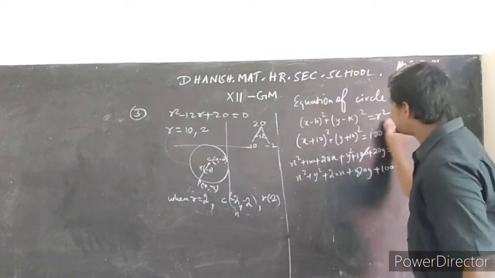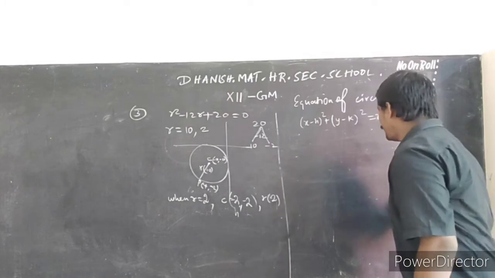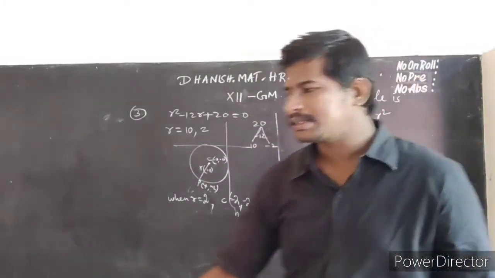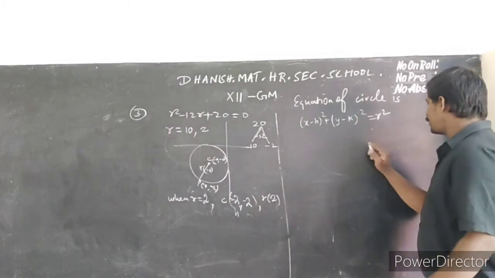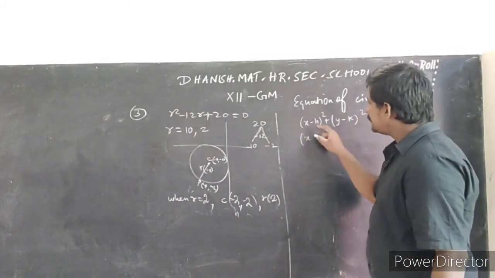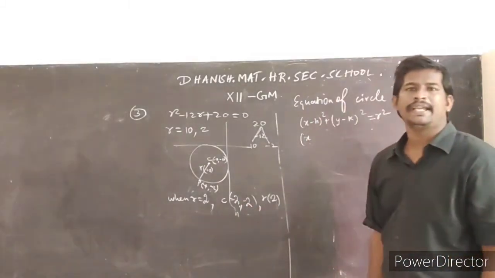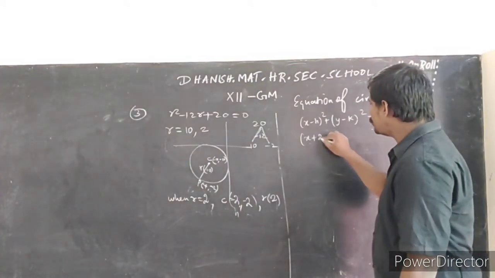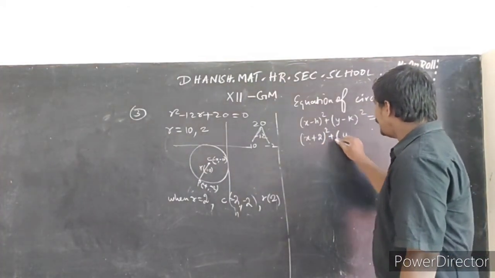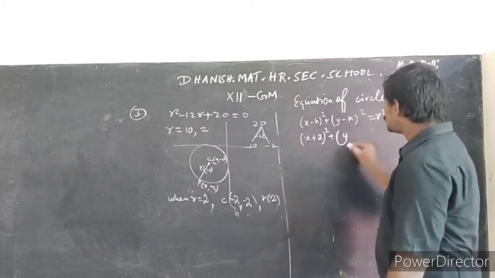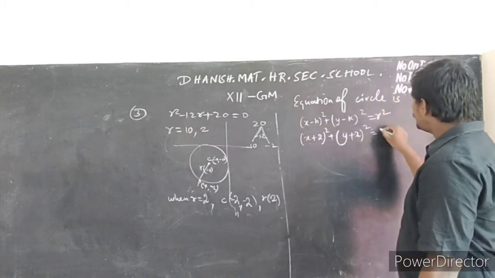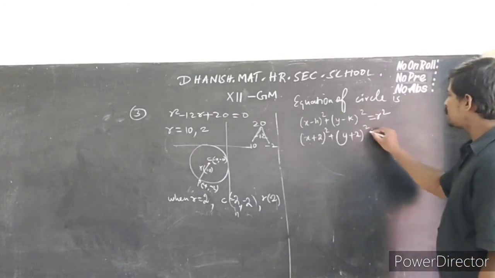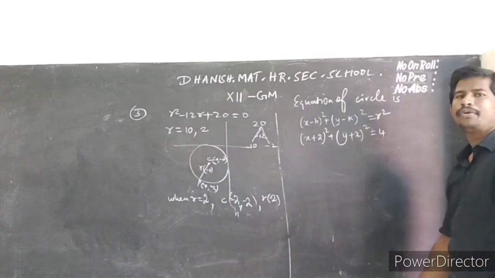Now we are going to use the same standard form of the circle: (x minus h) whole square plus (y minus k) whole square equal to r square. Here our h is minus 2, so it becomes (x plus 2) whole square plus (y plus 2) whole square, since our k is minus 2, equal to r square. Here our r is 2, so it becomes 4.